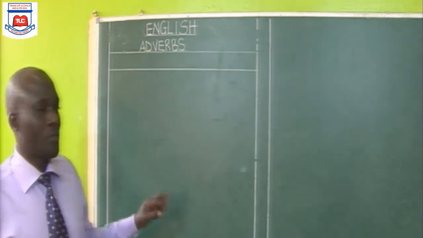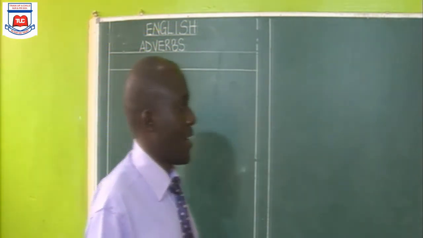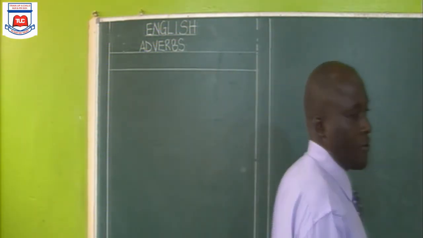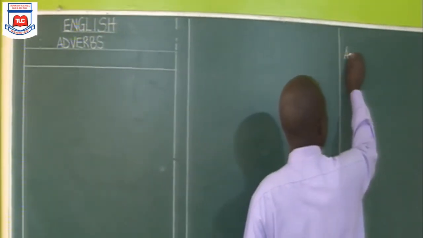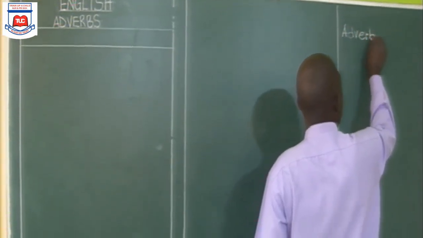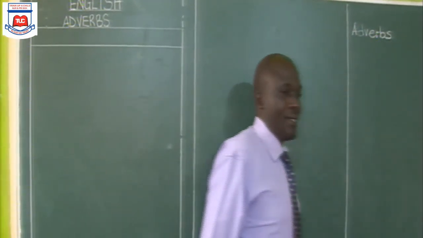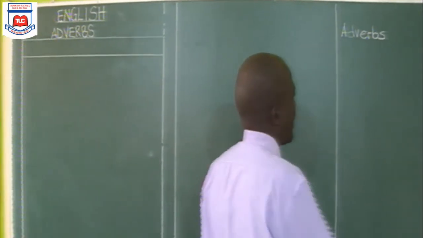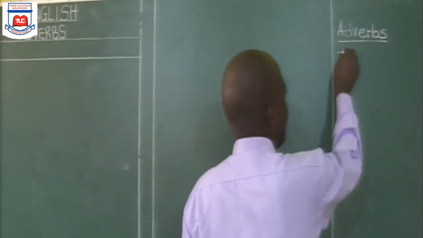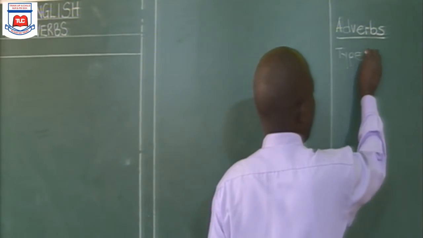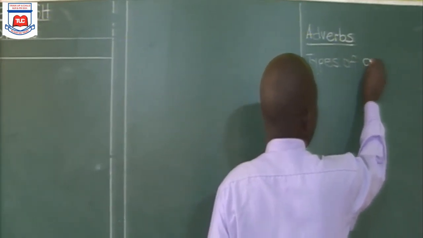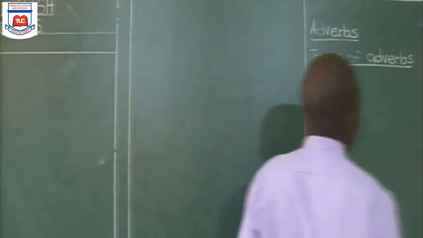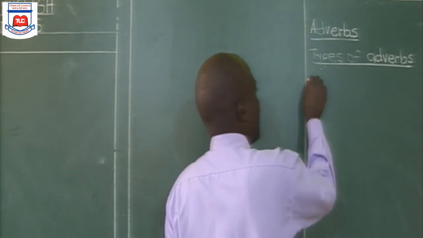Now, before we go to the main discussion of today, I'd first of all like to remind you a little bit on adverbs. In primary 4, you learned about adverbs and you defined them as words that help in modifying verbs. Under adverbs, you looked at the different types of adverbs, where you looked at things like adverbs of manner.